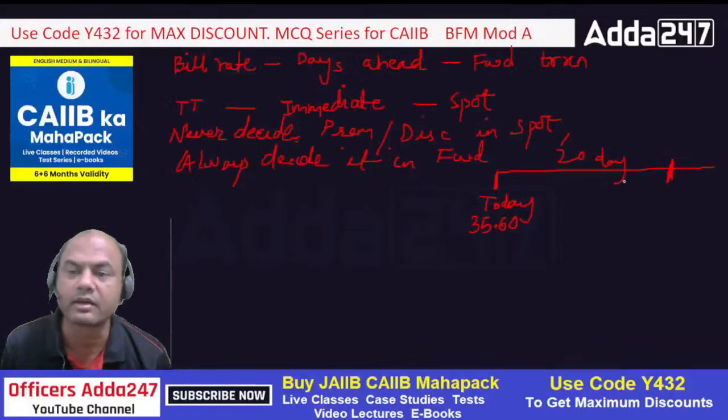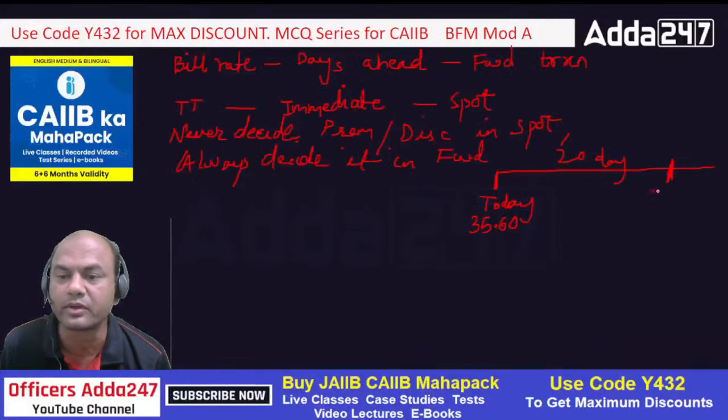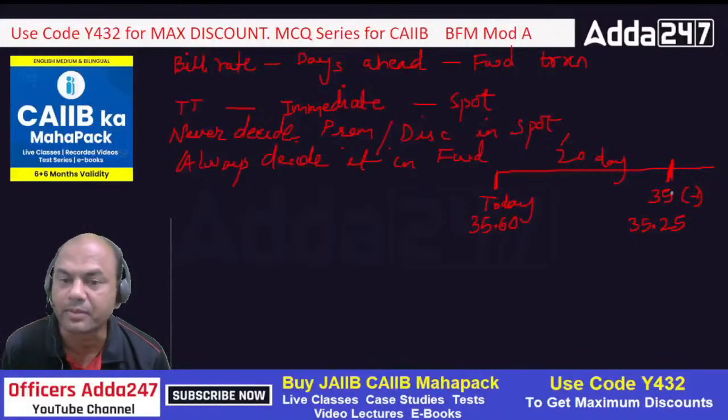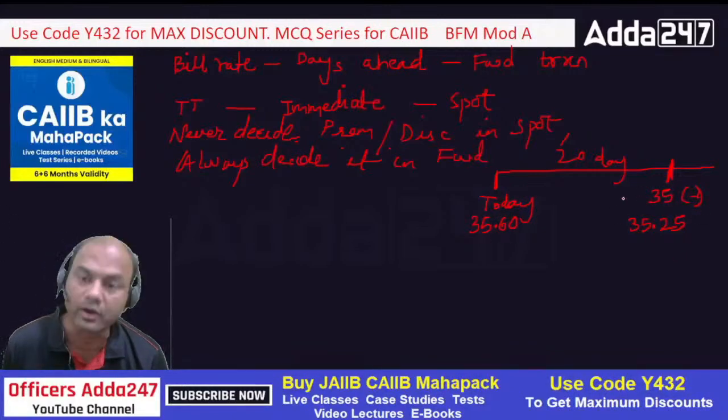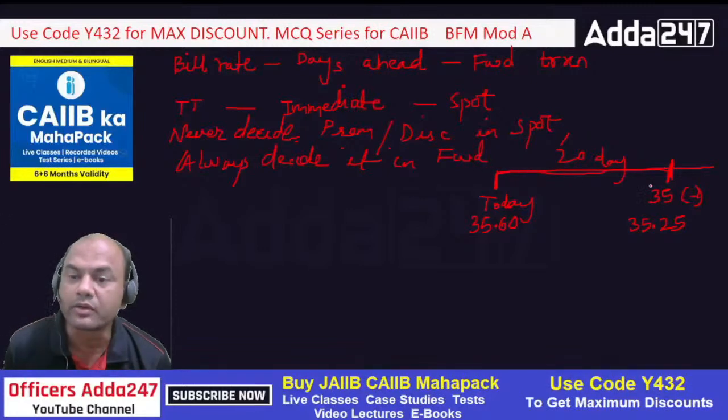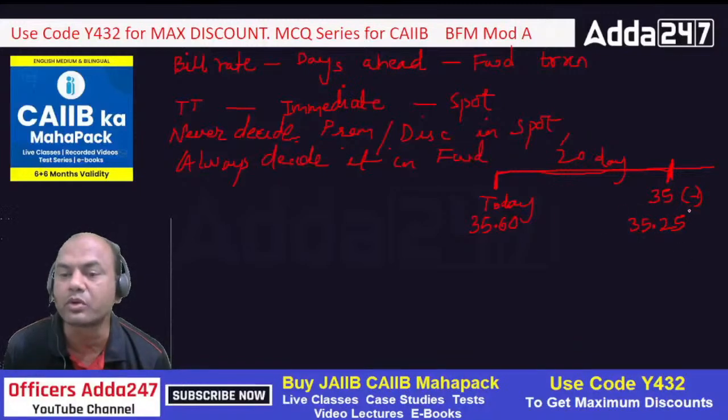What will I do over here? 35 I am using, but minus. So what will be my answer now? 35.60 minus 0.35, so 35.25. This is my new rate. I am doing minus, so this is to be subtracted from the spot rate. Now the transaction is happening within 20 days, so the rate over here will be 35.25.